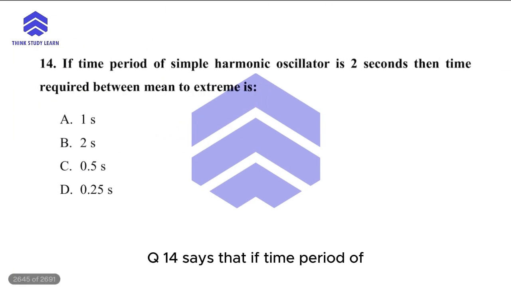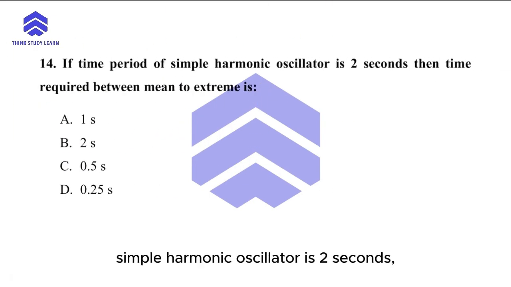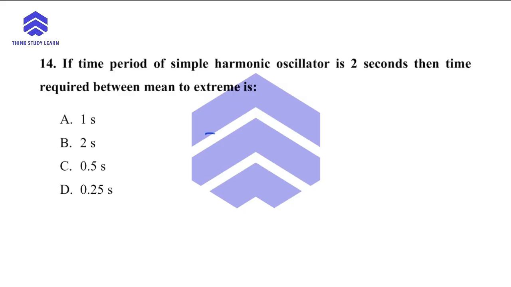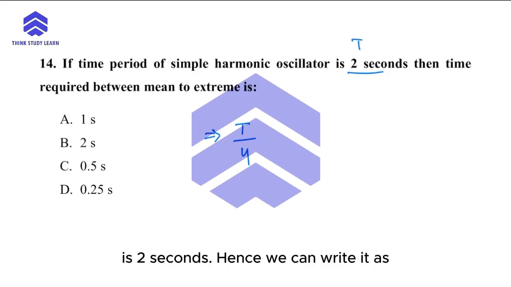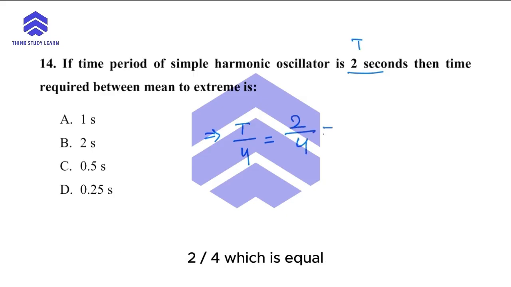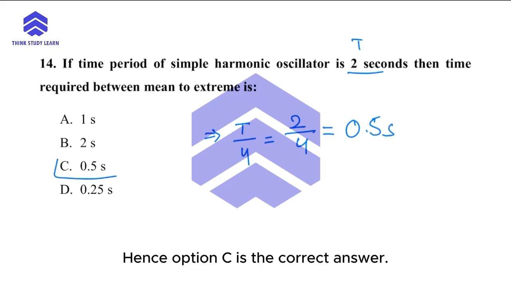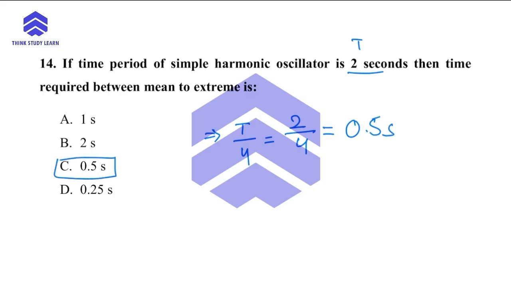Question 14 says that if time period of a simple harmonic oscillator is 2 seconds, then time required between mean to extreme is. We know that the time required between mean to extreme will be T over 4. Here the time period is 2 seconds. Hence we can write it as 2 divided by 4 which is equal to 0.5 seconds. Hence option C is the correct answer.